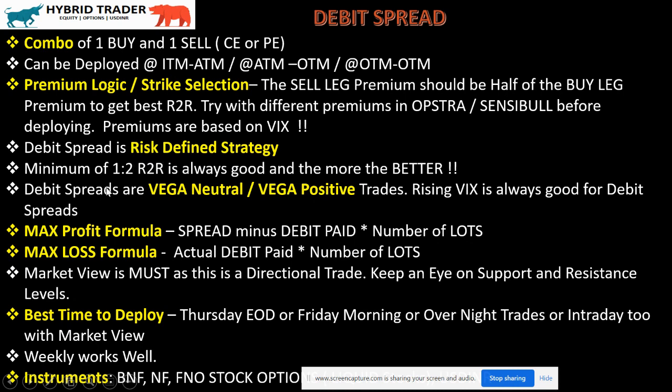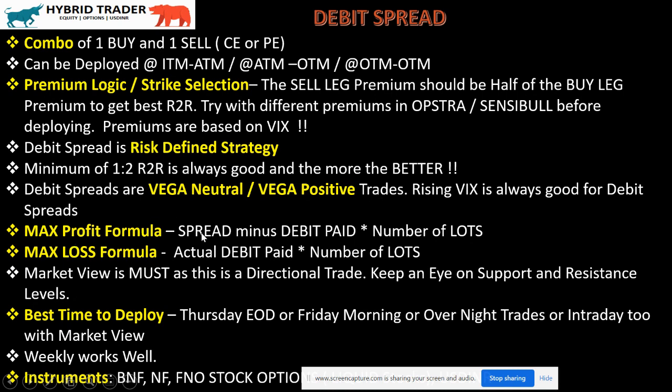Okay, then debit spreads are vega neutral. We have shown that, right? So you always have to act as an option buyer. Whenever you see the profit, you just have to book it. That will be covered as part of the upcoming adjustment sessions. Rising VIX is always good for a debit spread.